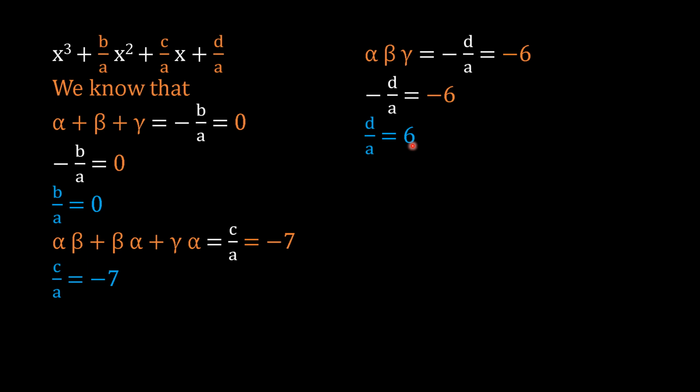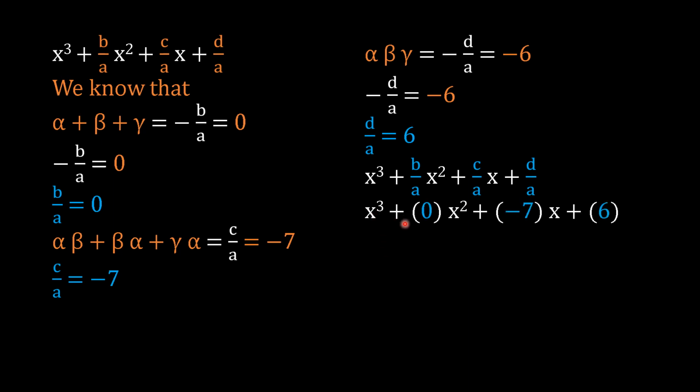Now we will use all these three values in this cubic polynomial, which is x cubed plus b upon a x squared plus c upon a x plus d upon a. By substituting the values, we write x cubed plus 0 x squared plus minus 7 x plus 6, which gives us x cubed minus 7x plus 6, and this is the required cubic polynomial.